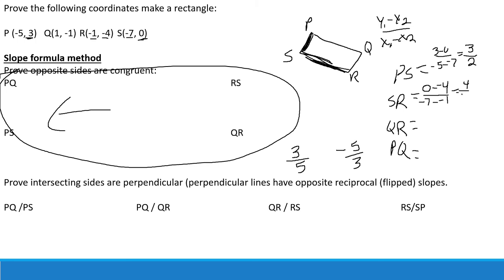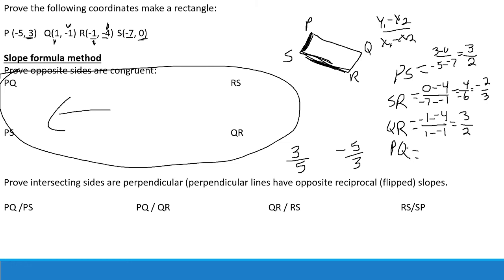Negative 7 plus 1 would end up being negative 6, which would reduce down to negative 2/3. Right? So for QR, again, y is on top. So y for q, y for r, so negative 1 minus negative 4. X for q, x for r, so 1 minus negative 1. Negative 1 plus 4 would be 3. Negative 1 minus negative 1, which again is a plus 1, which would be 2. This would be 3 halves.